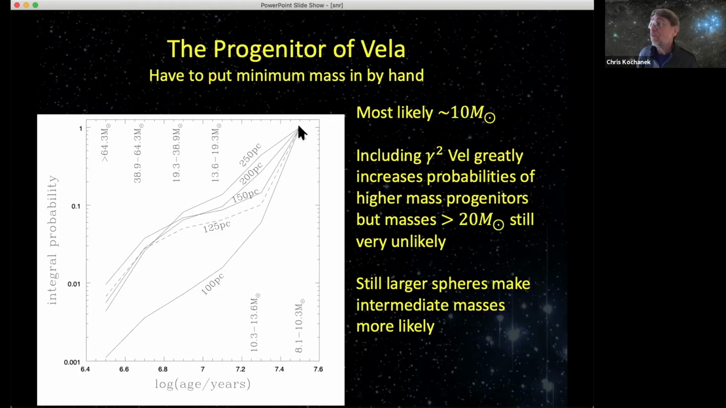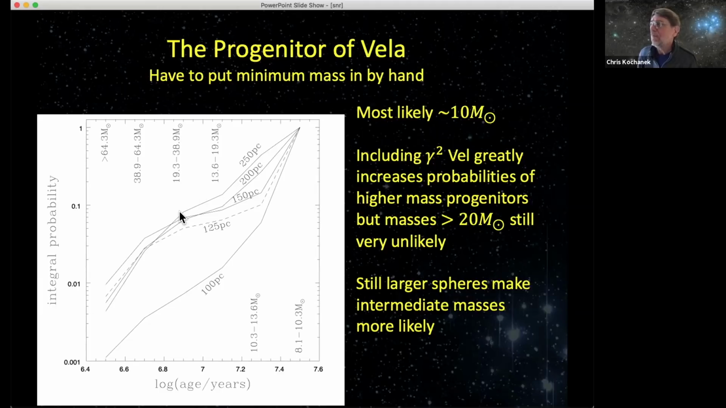Okay, so it all goes to 1 because a star has to explode. So by the time I get to here, it has to be 1. But it's now as a function of the sphere I use. So here is my original 100 parsec sphere. And here's the consequence of going to 125 parsecs, including Gamma2. So suddenly the chances of a higher mass jump by an order of magnitude. Although even then, something above 20 solar masses is still less than 10% likely.